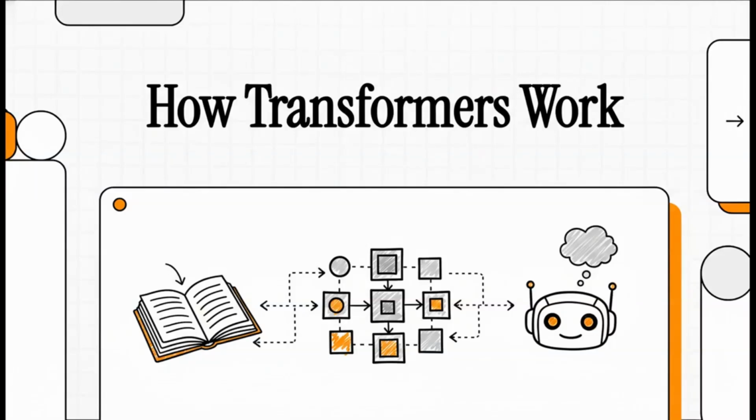All right, today we're going to pull back the curtain on the real engine behind AI like ChatGPT. It's this incredible piece of tech called the Transformer. It has completely, and I mean completely, changed the game for how machines understand language. So, let's get into it and see how the magic really works.